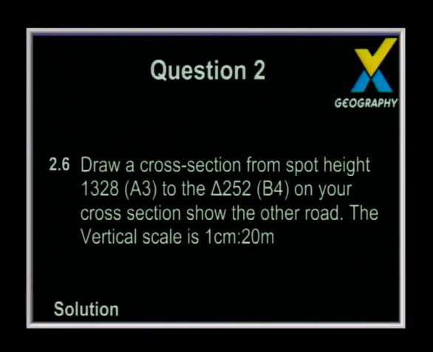It says, draw a cross-section from spot height 1328 to trig beacon 252. On your cross-section, show the other road. So remember, I would have marked my road on that. I also got that the vertical scale is 1 centimeter to 20 meters. It won't be viable for me to draw a cross-section here. So what I've done is I've drawn one myself. Generally, in your exam, they draw the axis for you. But I've drawn one the way you would draw it without any axis.